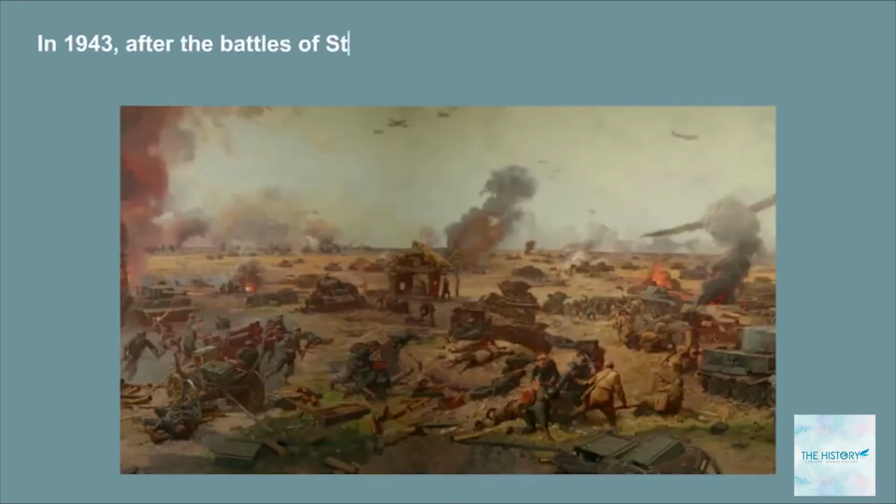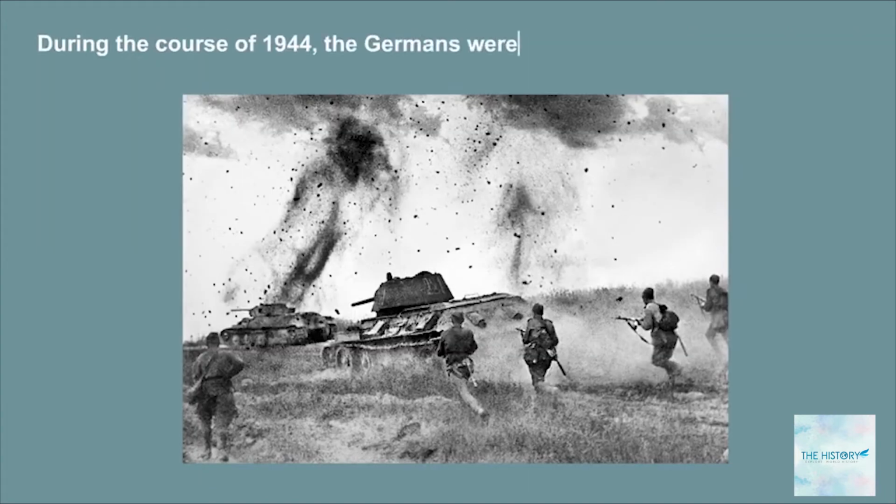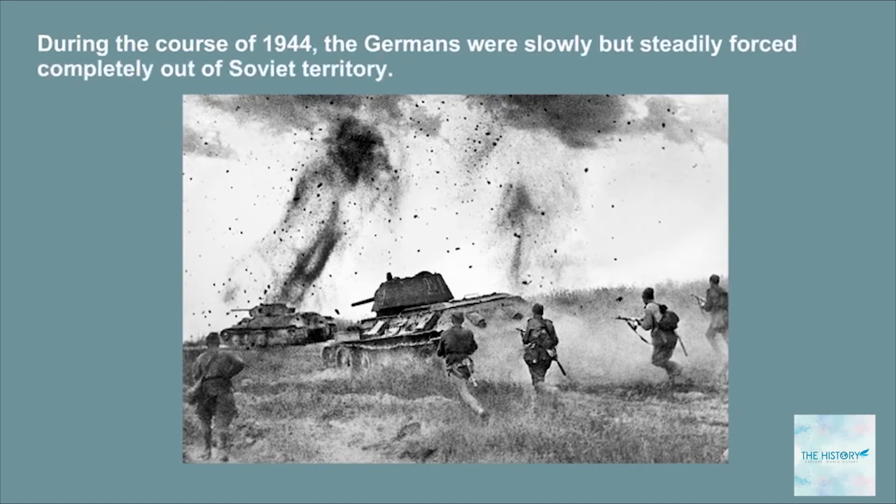In 1943, after the battles of Stalingrad and Kursk, Germany was forced into a full-scale retreat. During the course of 1944, the Germans were slowly but steadily forced completely out of Soviet territory, after which the Russians pursued them across Eastern Europe and into Germany itself in 1945.